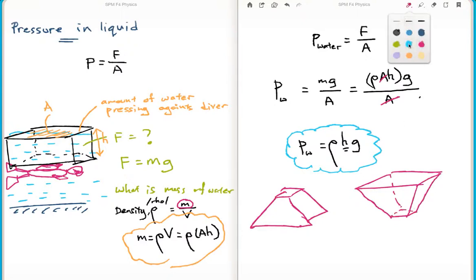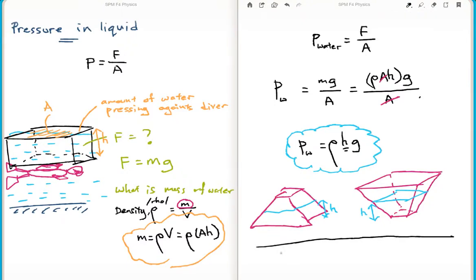Okay, good thing is they have the same height of water. This is H, and this is also H, the same on the surface. Then they ask, which has the highest pressure? So the answer to this, they are the same because the height is the same. So P1 is equal to P2 because the height is the same.